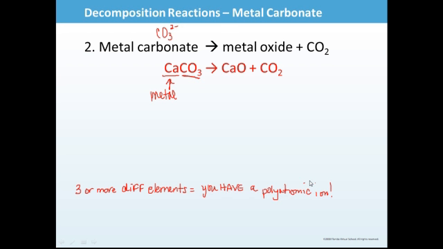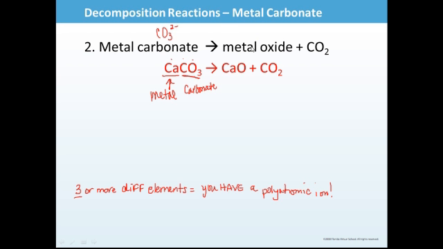That is a quick way to know if you have a polyatomic ion. If you have 3 or more different elements, and in this formula I have calcium, I have carbon, I have oxygen, 3 or more different elements, therefore I have a polyatomic ion. You can pull out your sheet to find out which one you have. So here we have metal, we have carbonate, and when you're done with this recording session, you'll be able to look and say, oh look, metal carbonate.